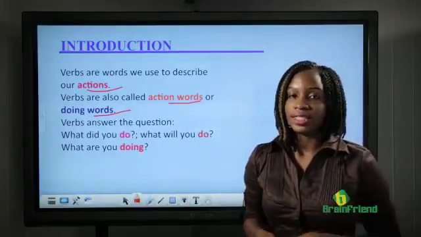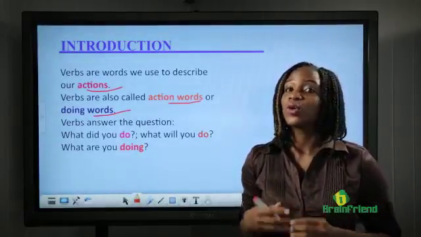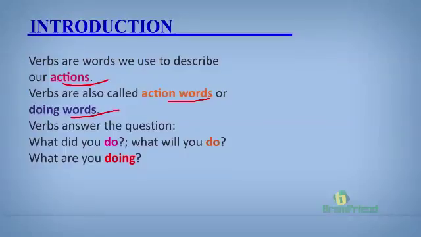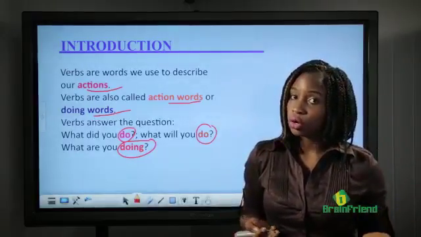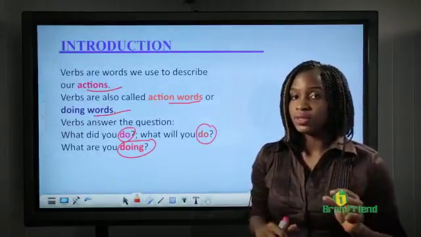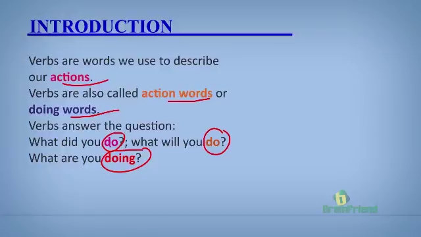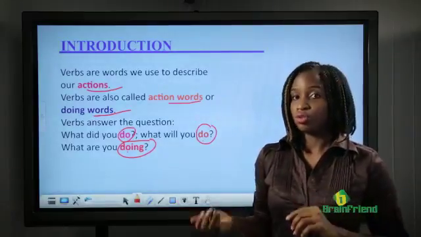One way we can identify verbs is by knowing that verbs answer the question do. For example, you ask, what did you do? What will you do? Or what are you doing? You know that the answer you give as what you have done or what you will do or what you are doing is what we refer to as verbs. Take note of the word do. Verbs answer the question do.